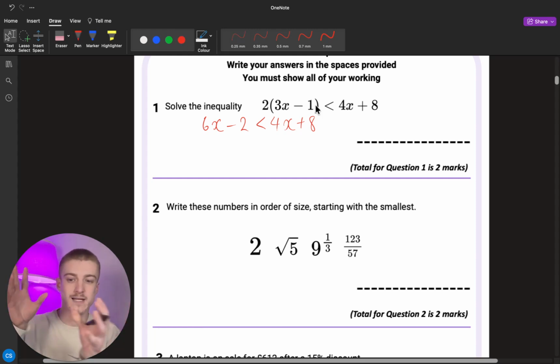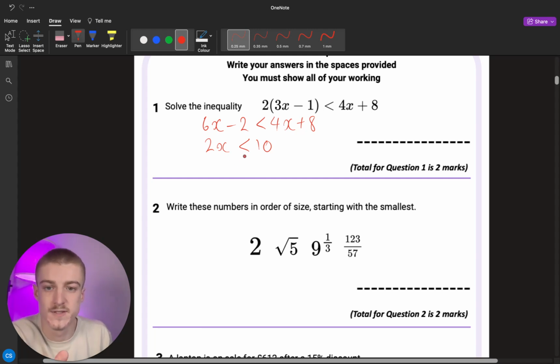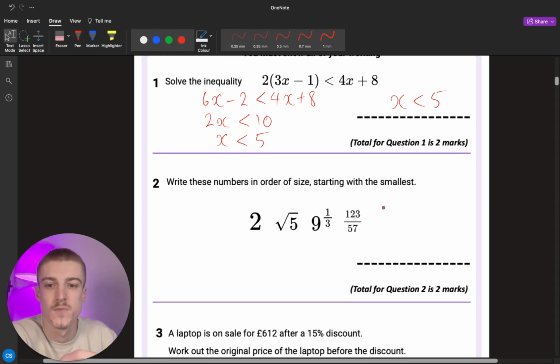I'm going to move all my x's to one side and everything else to the other. 6x minus 4x is 2x, and that is less than 10 if we add 2 to both sides. Both terms are divisible by 2, so x is less than 5. The only difference with inequalities is that we get a range of values for our x rather than just one.